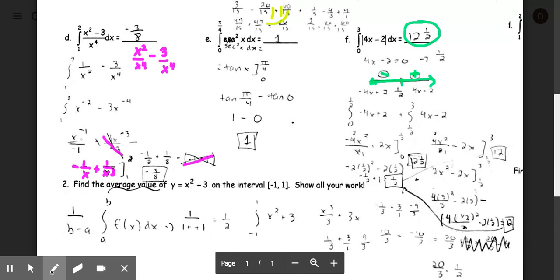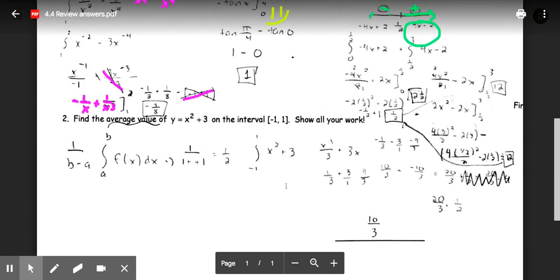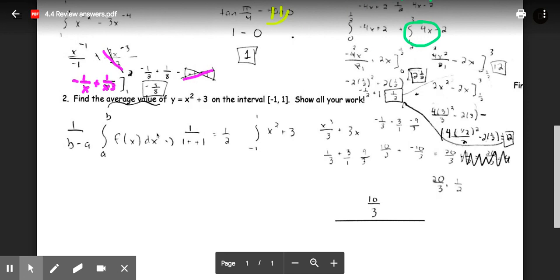All right. The last one is just the average value formula. So you literally, it's super easy. As long as you memorize this formula right here, as soon as it says find the average value of a function, you're doing 1 over b minus a. Your a and b are right here. They come from the interval. Okay? So you just plug it in. So 1 over b, which is 1, minus negative 1, which is going to be plus 1, is a half. Then you integrate from negative 1 to 1, and you put the function in there. So you literally integrate it.